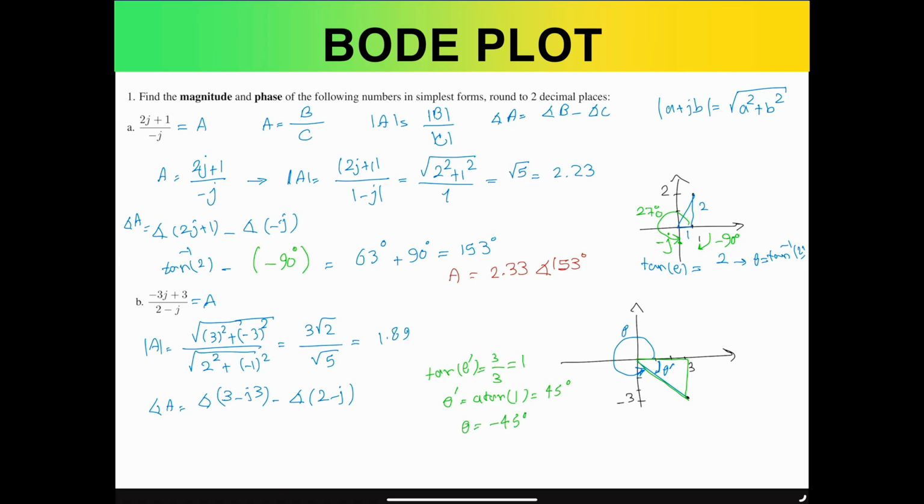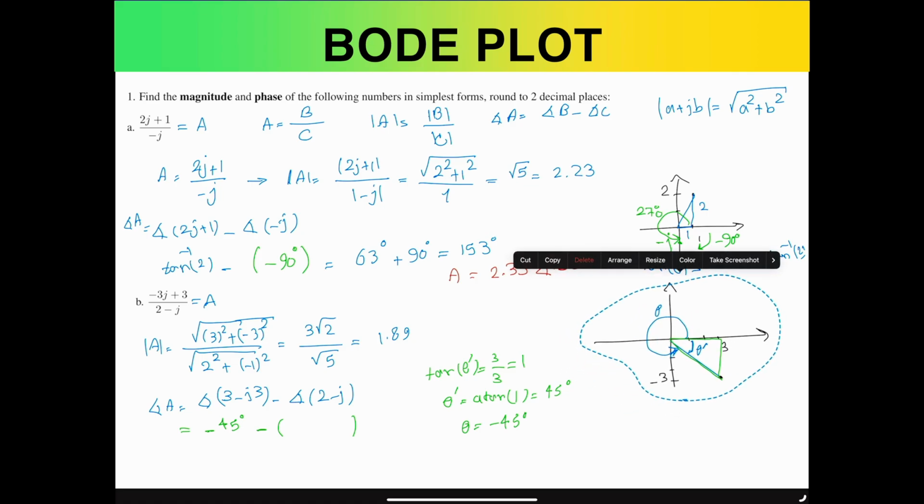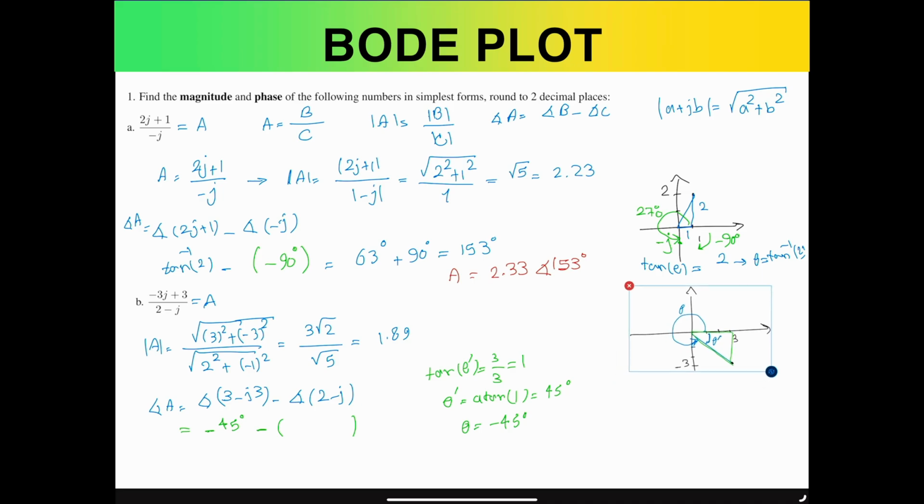So that's the angle of the first part, minus 45 degrees, minus the second one. The second one is going to be treated the same as well. So I'm actually going to move it around a little bit and resize that, just to be able to create another diagram of a complex number.